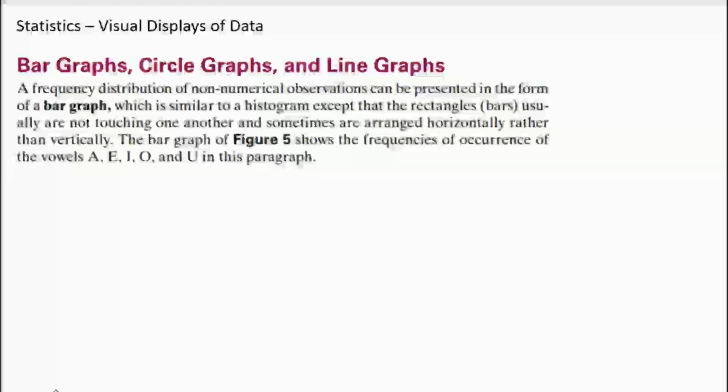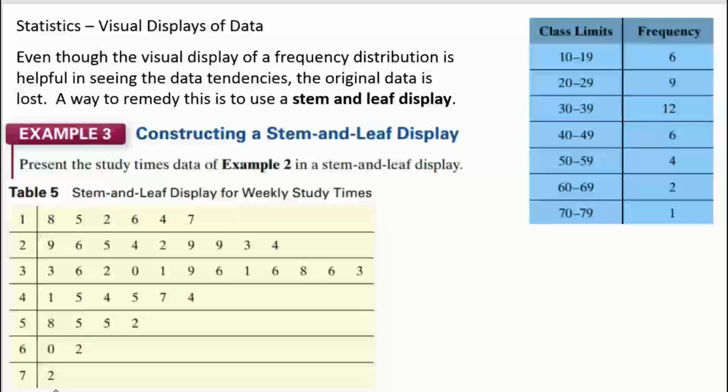Okay, well, what about bar graphs, circle graphs, and line graphs? Well, frequency distribution of non-numerical observations can be presented in the form of a bar graph, which is similar to a histogram, except the rectangles or the bars usually are not touching. Remember, I mentioned that earlier. And sometimes they are arranged horizontally rather than vertically. And you know, the stem and leaf plot is almost like, again, a histogram or a bar graph, but it's horizontal instead of vertical up and down like we had it before.